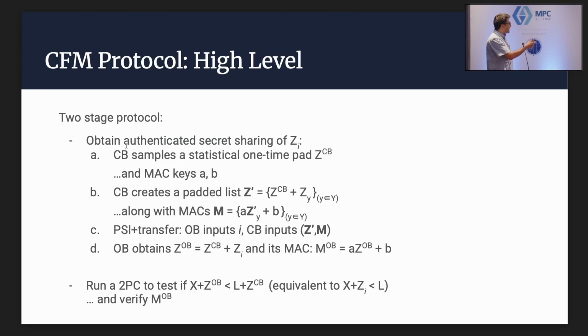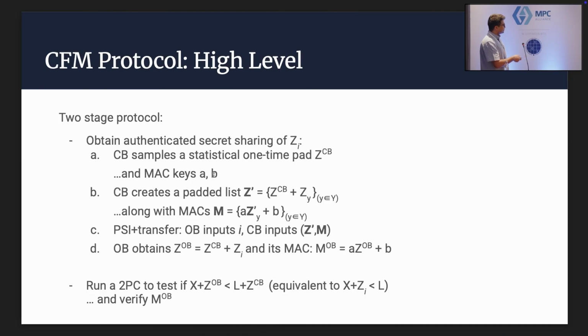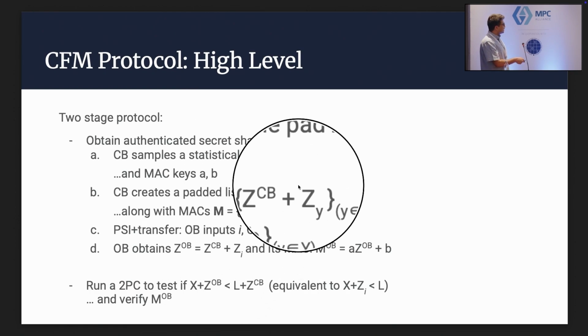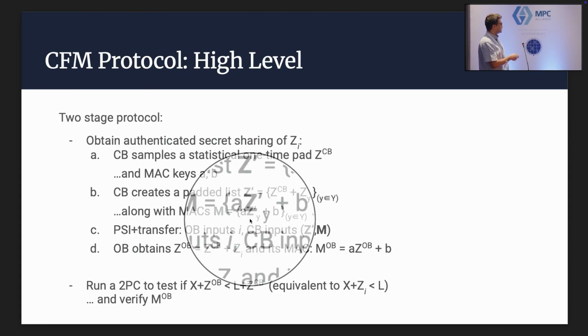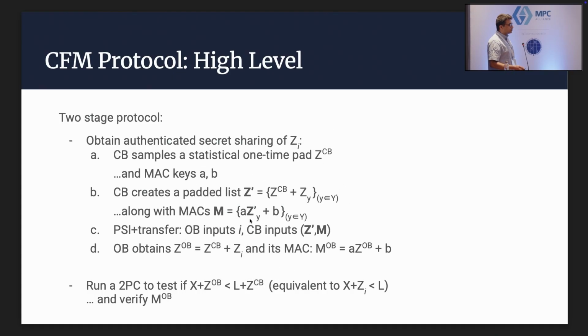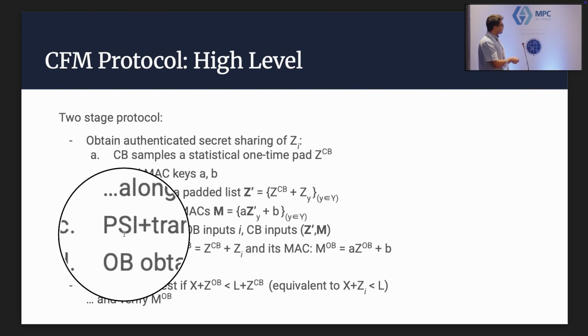And it uses the MAC key to compute a MAC on every element in the list. And note that these are actually one-time values. So ZCB and AB, these are individual one-time use values, but we are reusing them across every element in the list. We're using the same one-time pad to encrypt every element. We're using the same MAC keys to authenticate every element. Why is this OK? Because the next step is an augmented PSI functionality.